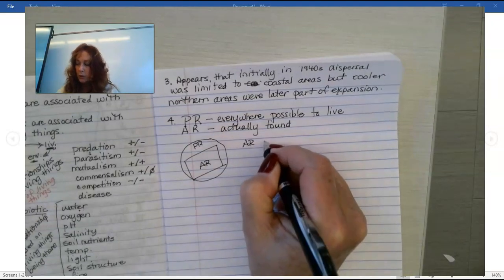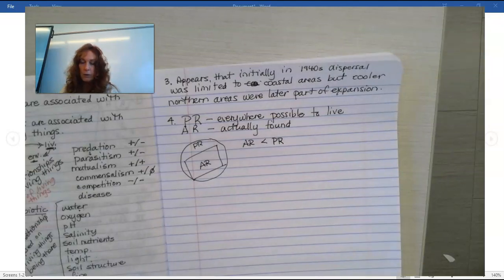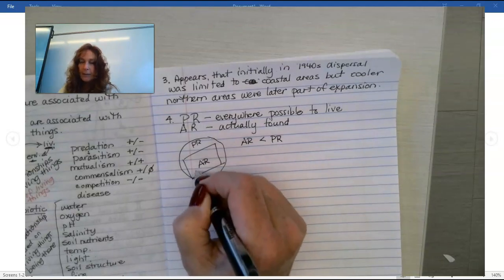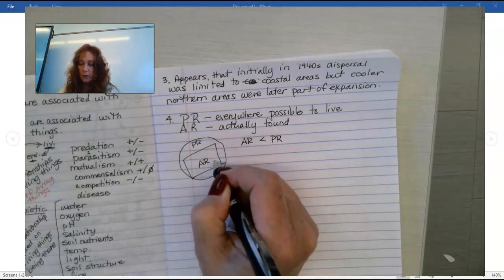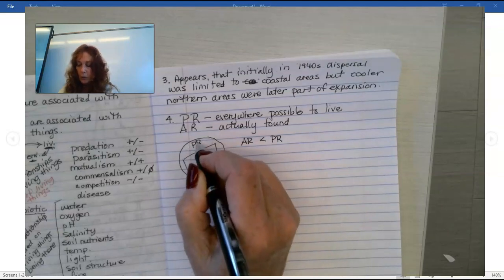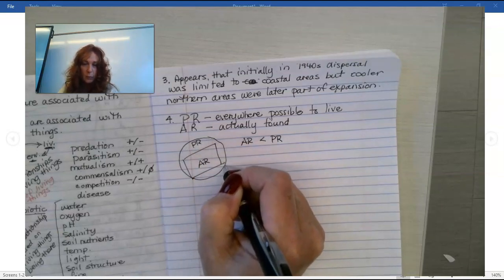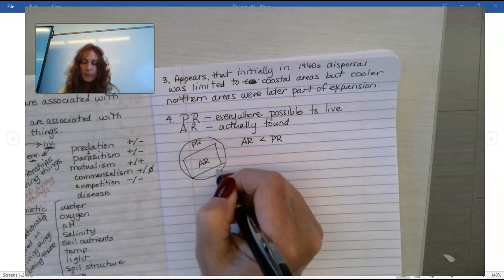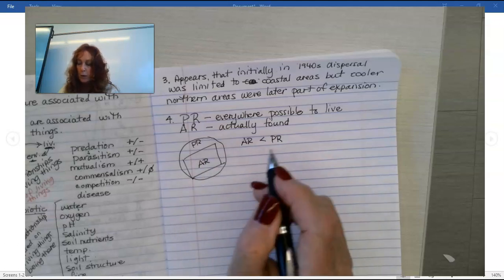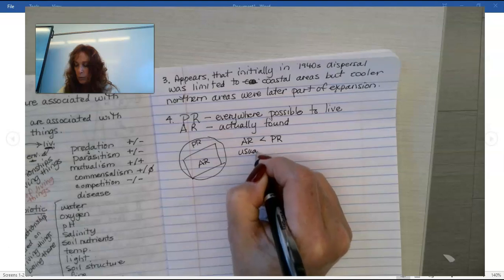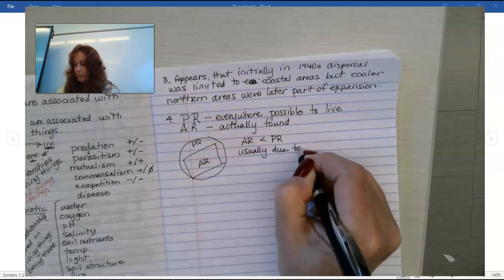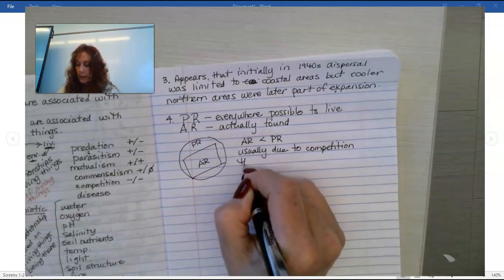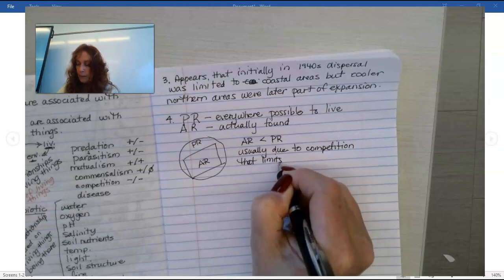So actual range is less than the potential range. The reason being is that this is where this organism is able to compete and exist successfully. As you move out here, if there weren't other organisms, it would probably be fine for it to live there. But there's something out here that's keeping them from being able to move out here. So this is usually due to competition. And that's going to limit. So that limits expansion.